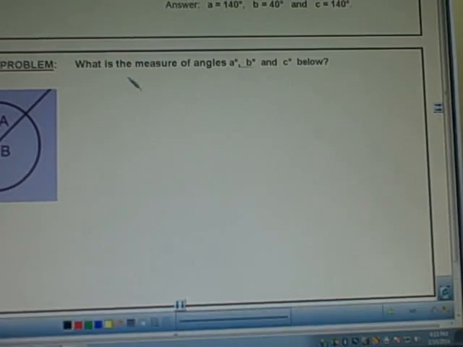So to practice, what is the measure of angles A, B, and C below? Well, we have the measure of D right here, 130. So we know automatically D equals 130. So B equals 130.